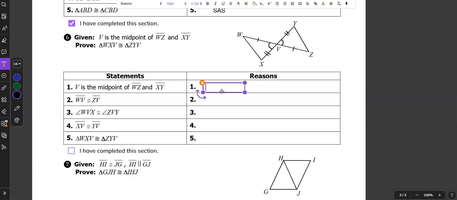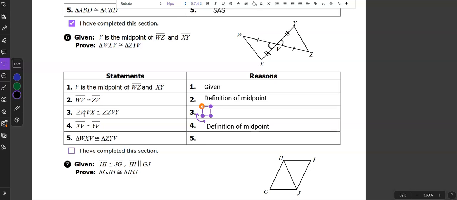All right, let's go ahead and fill in our proof. V is the midpoint is given information. That is the only thing that was given to us. That WV and ZV are congruent is the definition of a midpoint. And if I was doing this by hand, XV and YV being congruent would actually be on line 3 because it's also tied to the given information. That's just my preferred way to do it. I like to keep the given information together, but you don't actually have to.